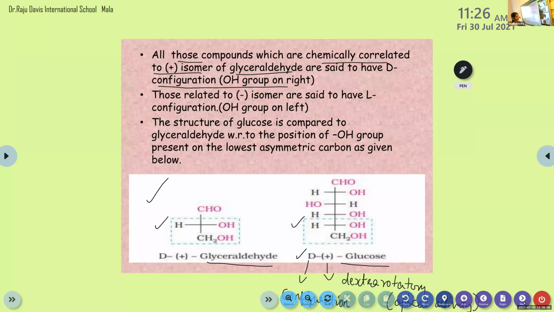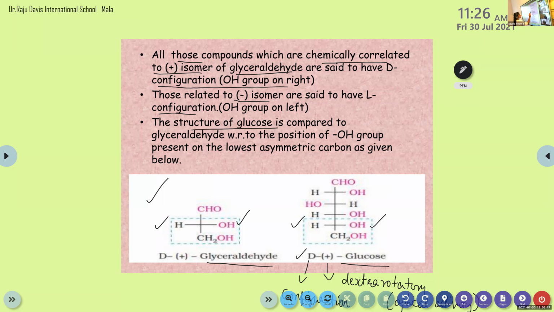This is clear, Achyut? Yes. All those compounds which are chemically correlated to plus isomer of glyceraldehyde are said to have D configuration. That means OH group on the right side. Those related to minus isomer are said to have L configuration. But here in the case of glucose, it is related to plus configuration. So it is considered as D configuration, D. If it is minus, it is related to minus form of isomer, we will write capital L. That means OH group on the left.